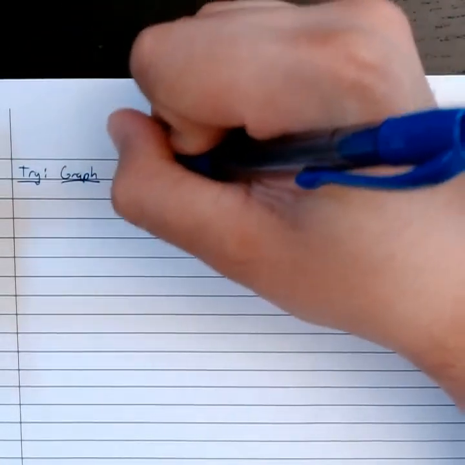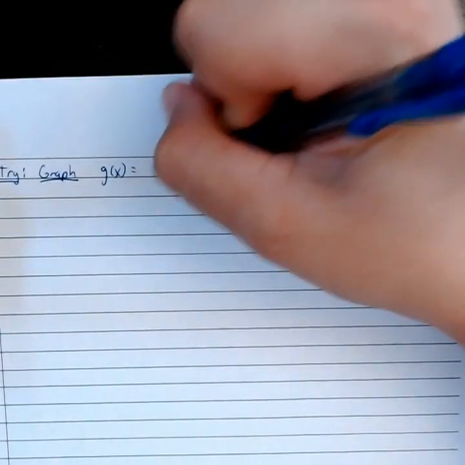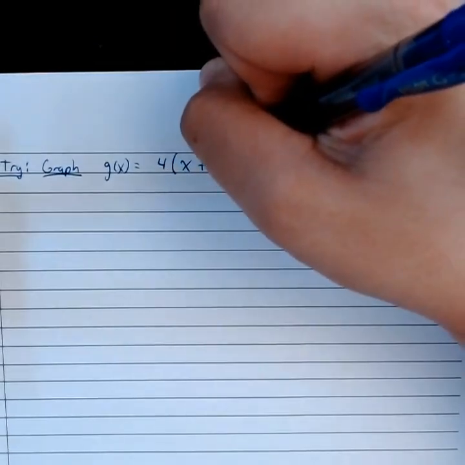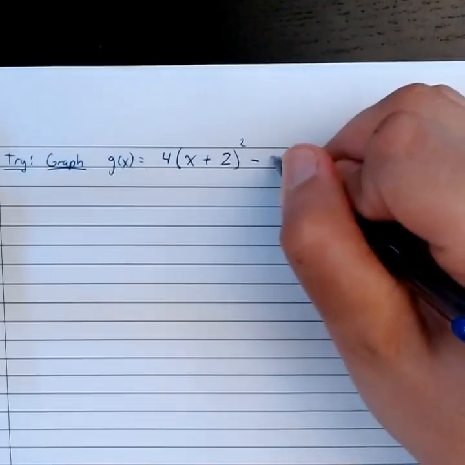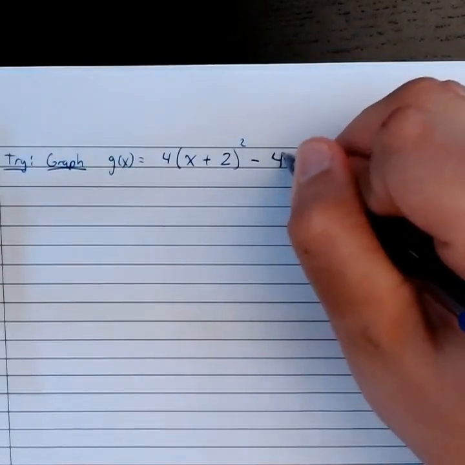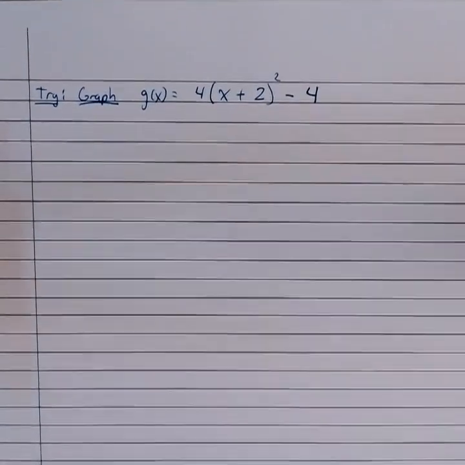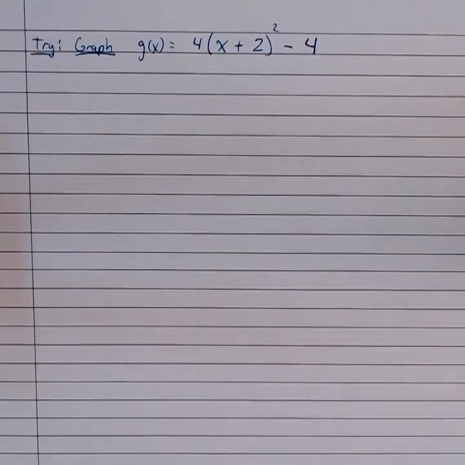Let's have you try g of x is equal to 4 times x plus 2 quantity squared minus 4. Okay, so go ahead and give this a try. Find the vertex, the y-intercept, and any x-intercepts you might have. Go ahead and plot those on a graph and then connect to form a graph. Whenever you have finished that, whenever you have a satisfactory graph, go ahead and unpause the video and we'll go through it together.